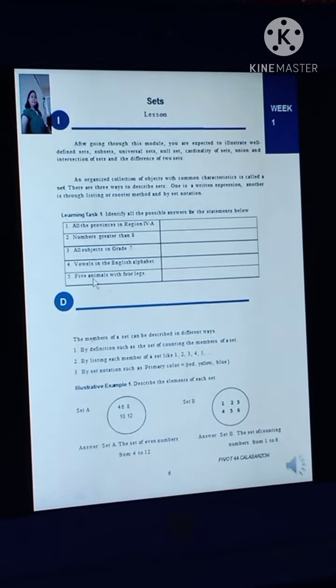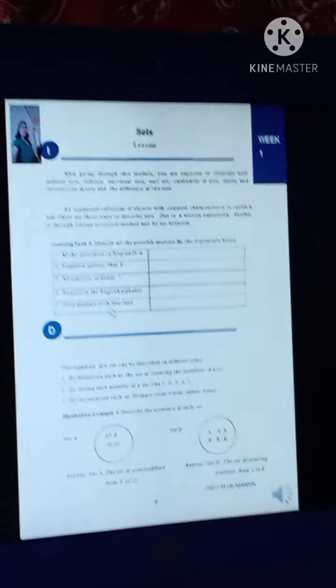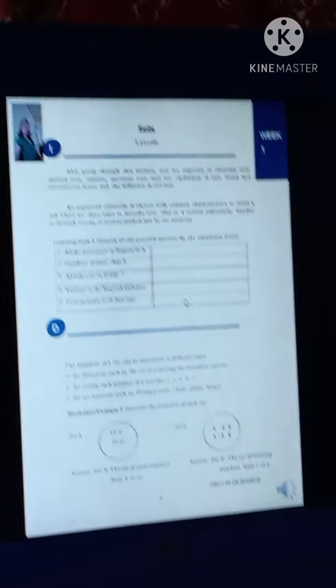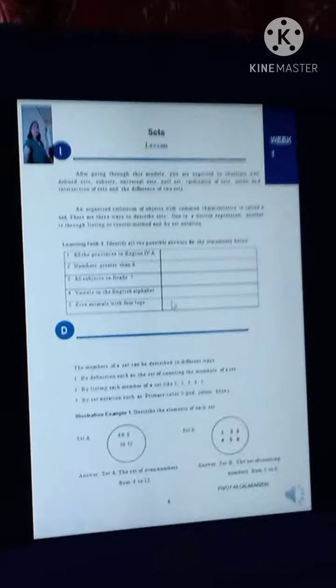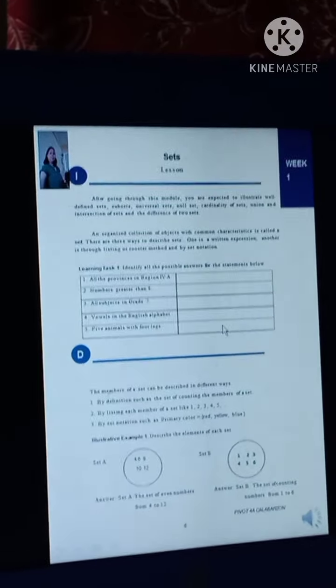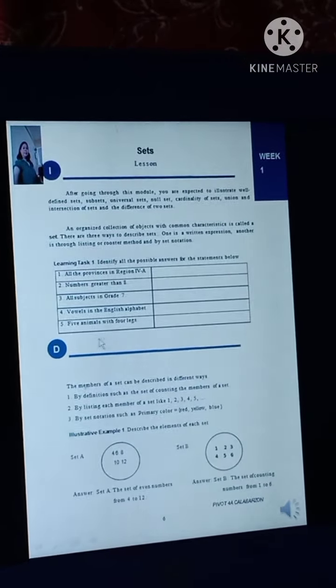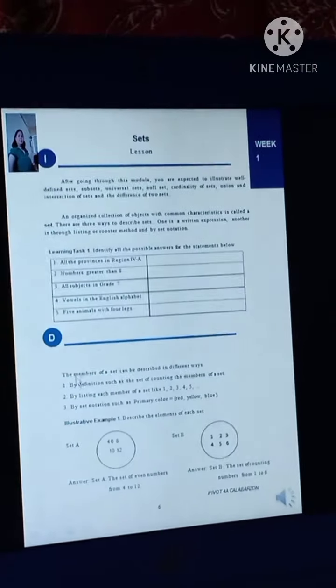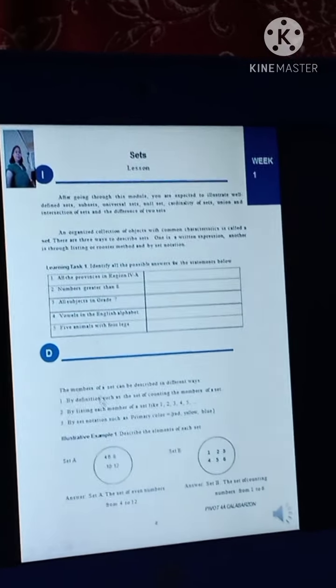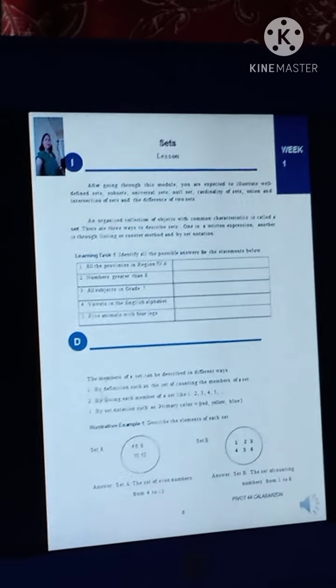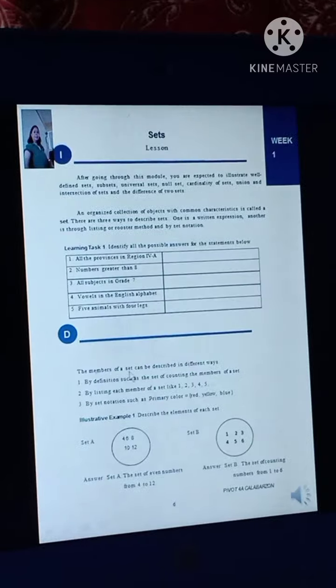Next, number 5, 5 animals with 4 legs. So, what are those animals? You write at least 5. For example, you will have dog, cat, and so on. Okay? Next, we will proceed to letter D. The letter D is the explanation of our lesson. So, you write it in your notebook.